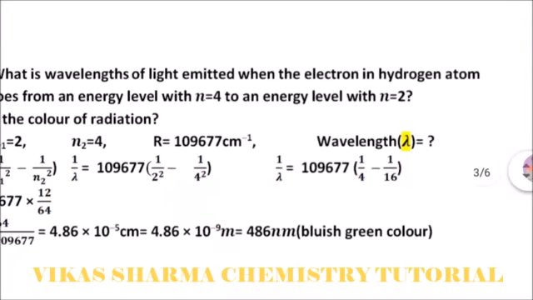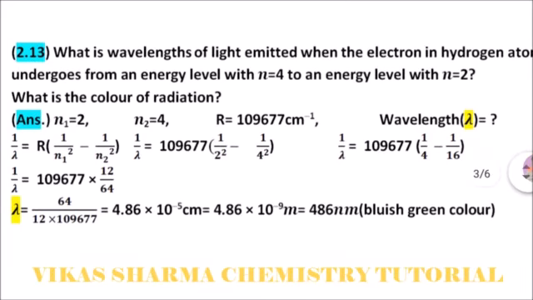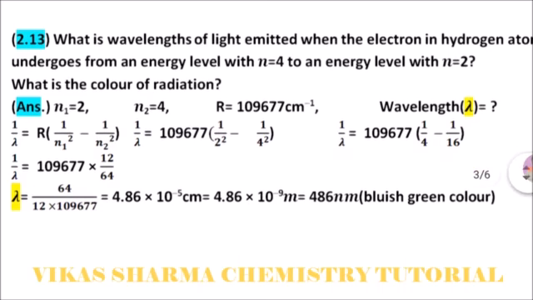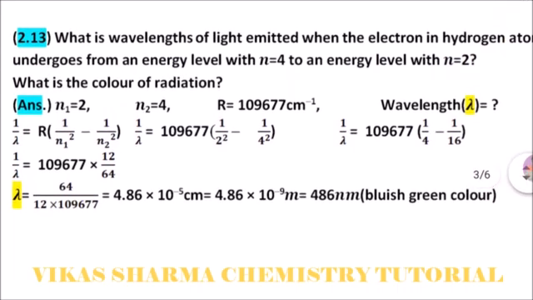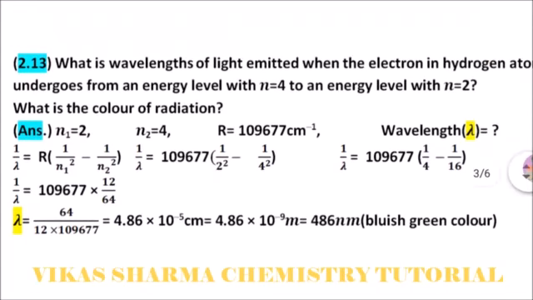So student, by atomic spectra, we can easily distinguish which type of wavelength is produced by the atom. You can understand that this type of numerical is based on the Rydberg equation, 2.13. In this simple question, the wavelength is asked, and the color of the radiation is also asked. It is a visible region wavelength, so the bluish green color is given.